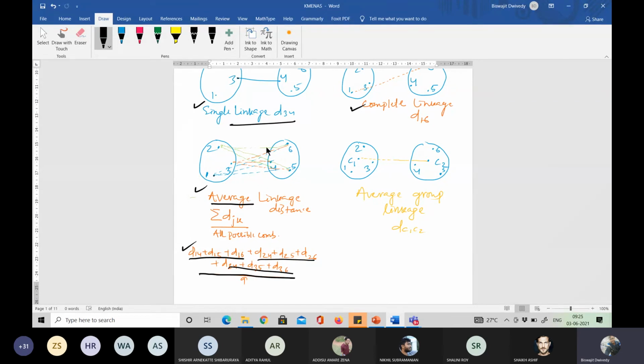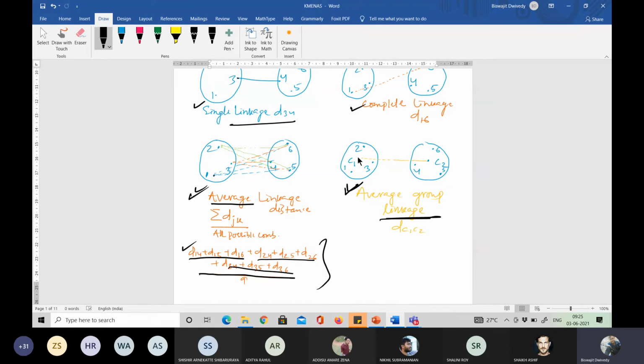Okay, because you can say 3 into 3, that is equal to 9. So that will give us one type of similarity between two clusters, that is called your average linkage distance. Okay, similarly, if we are finding out the distance of the centroid of these two clusters, that is called an average group linkage distance.